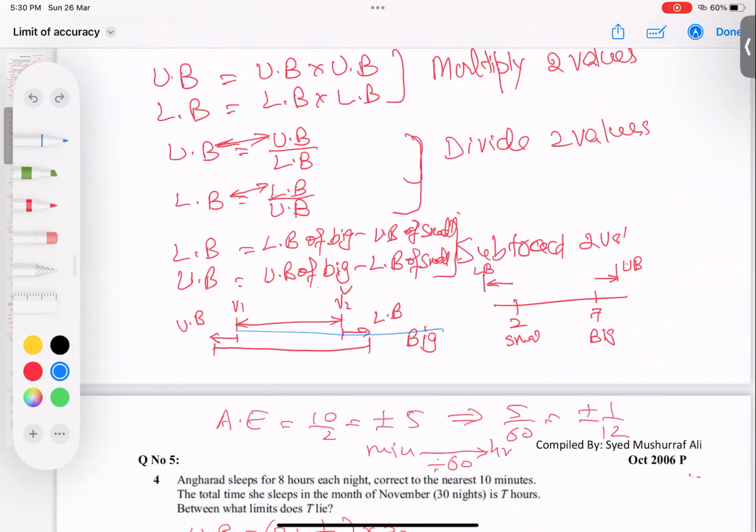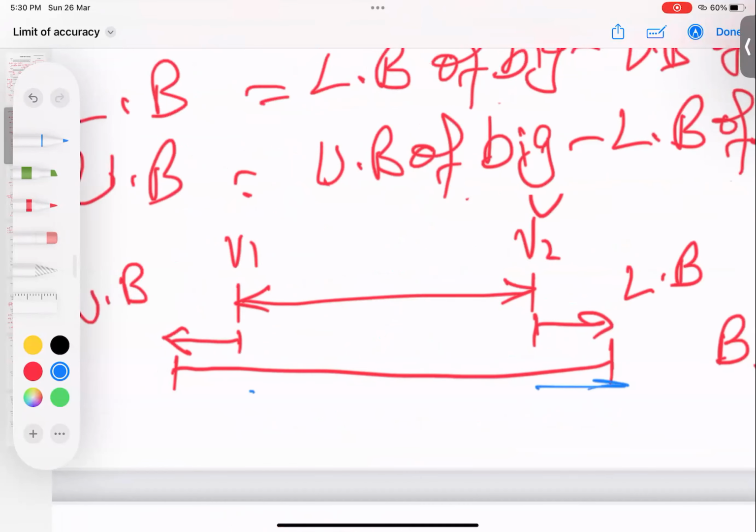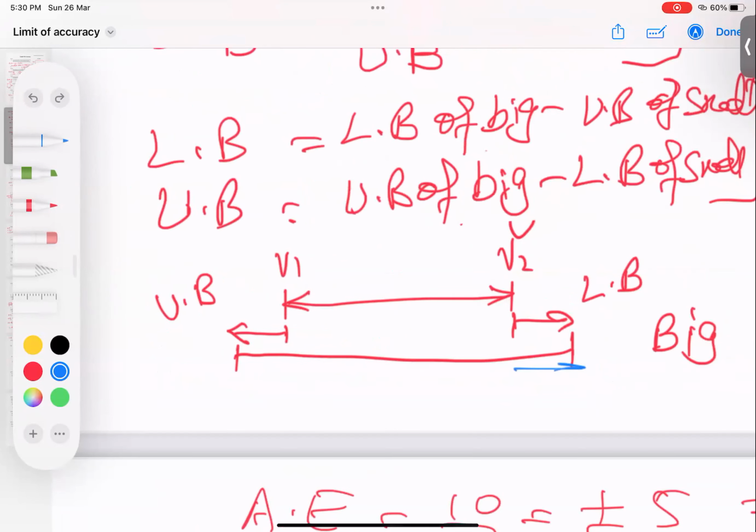For example, I need the upper bound. So the highest value should be bigger, and the smaller value should be smaller. Then the difference between them will be a bigger difference. If you want a bigger difference, common sense. Look at this value here: if this value goes this way and this one goes this way, the difference becomes bigger. So how to get a bigger difference? I repeat my words.